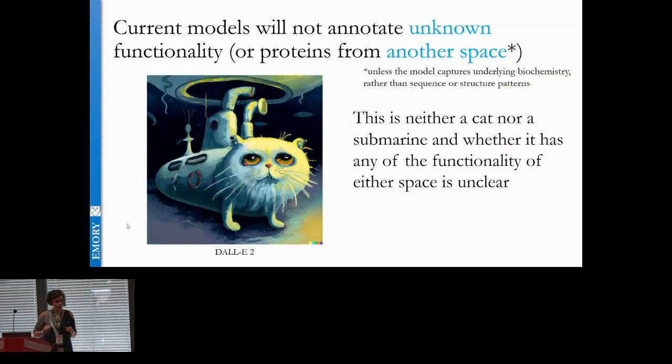Here's the problem that I'm raising here. We now have this God knows what, and the current models will not annotate unknown functionality or proteins from this unknown space, unless we believe that our models learn the language of life and it doesn't matter what the texts are that we have as long as we understand the language. So this is neither a cat nor a submarine, and neither of those models that I talked about before would be able to do anything good in this particular case. And they may be useful, but someone needs to evaluate that. So that's my message for this.